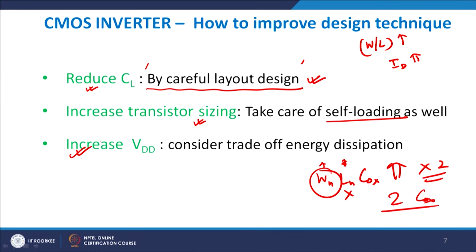The third point is increase VDD, which is obviously to increase the value of ID, and your performance in terms of delay will be better, but then you pay the cost of higher power dissipation, because VDD increasing means V into I, into V, is power. So, the power will go on increasing drastically. So, this is one of the areas which we look into.